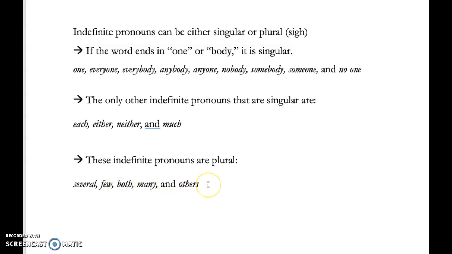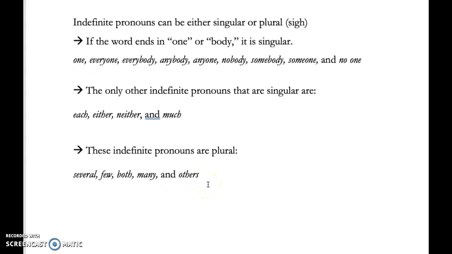And others is plural. So I hope that this hasn't been too overwhelming and that it's helpful. If you have any questions, bring them to class. And good luck on the quiz.